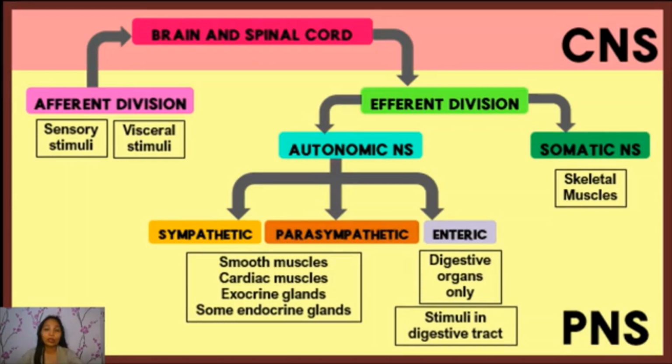The autonomic nervous system is subdivided into three. We have the sympathetic nervous system, which dominates under stress. It is involved during emergencies. It is called the fight or flight reaction. Then we have the parasympathetic nervous system, which returns the body to normal, or the rest and repose. While the enteric nervous system is responsible for the function of the gastrointestinal tract.